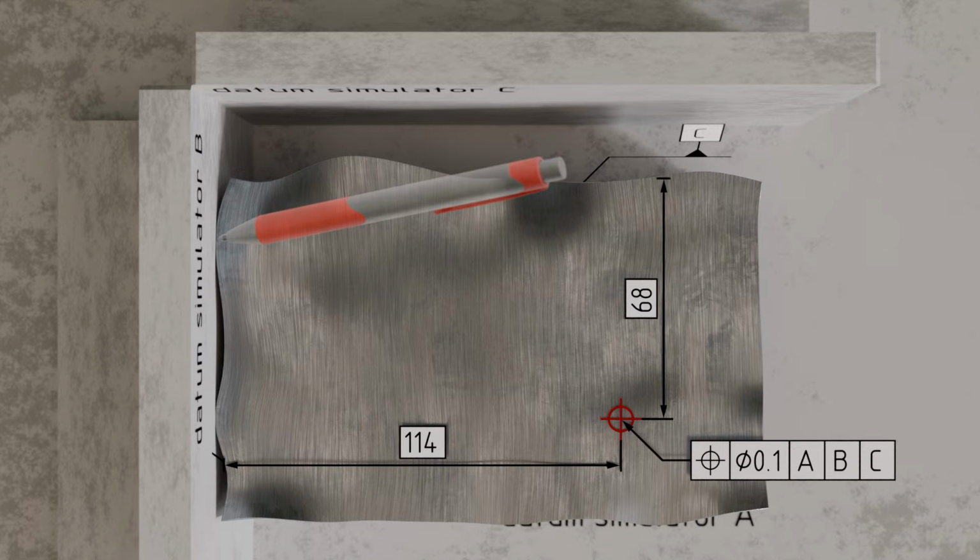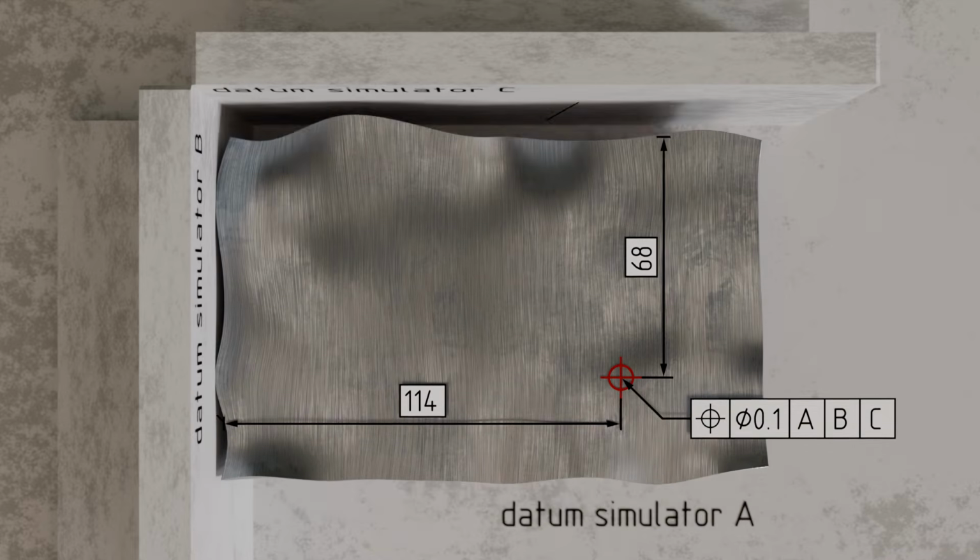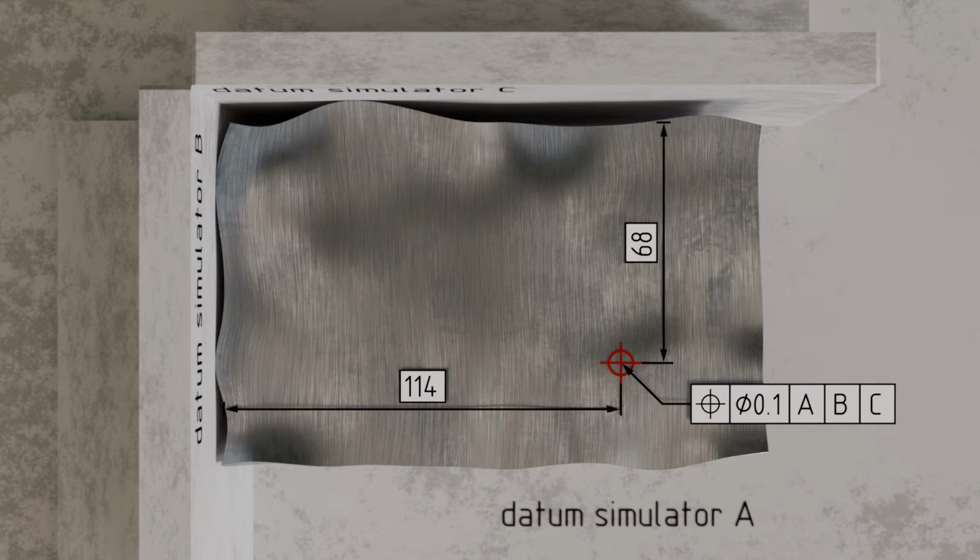Now the part can only be moved forwards and backwards. This movement is finally restricted by datum C by bringing the rear side of the part against the corresponding datum simulator C, which touches the part at least one point. The position of the part is now clearly defined within our datum system consisting of the three reference surfaces.